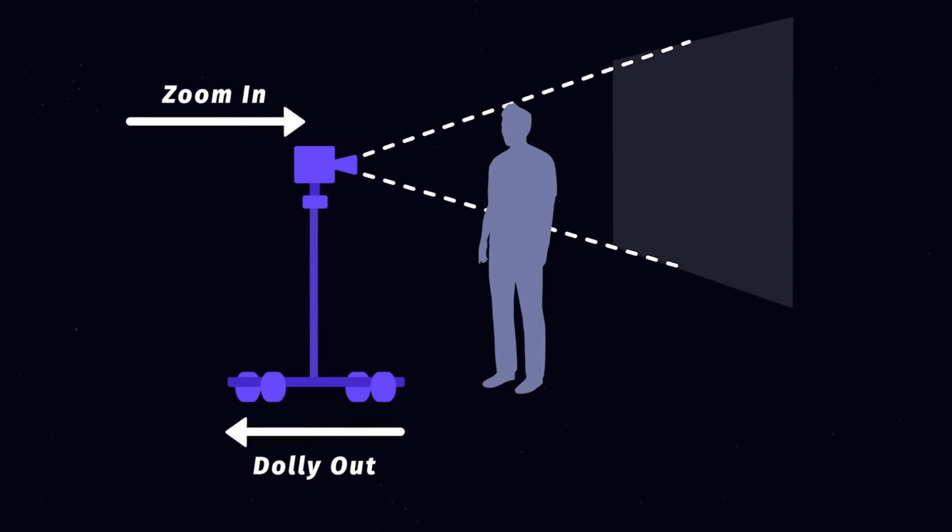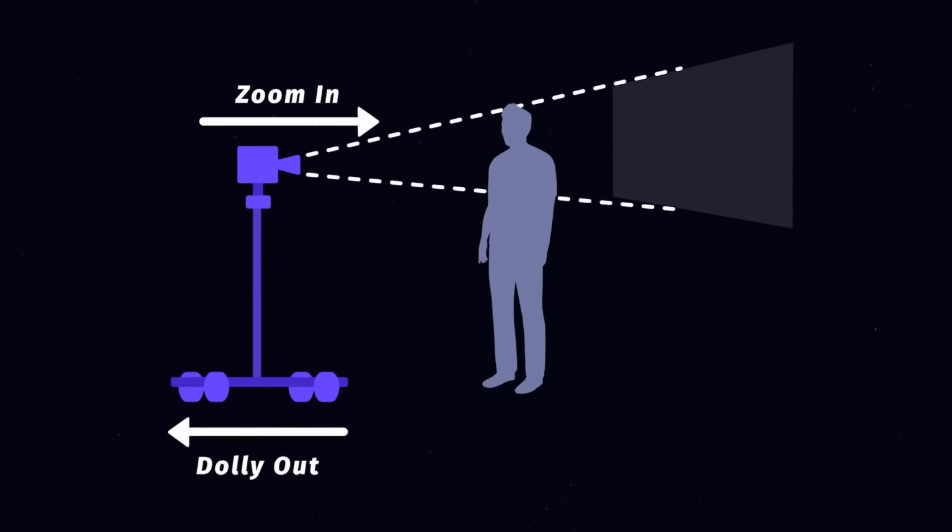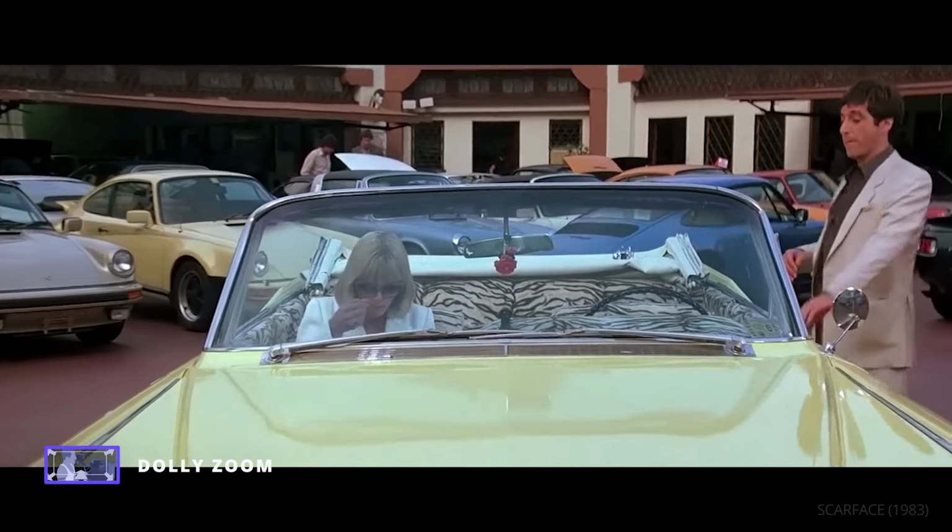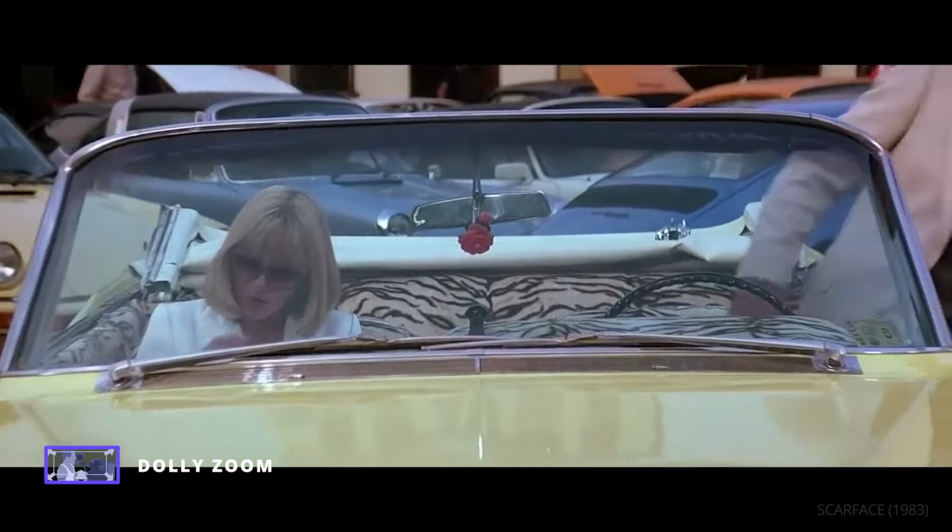Or external conflict. The second way is by dollying out while zooming in. This causes the foreground subject to become dominant over the background.